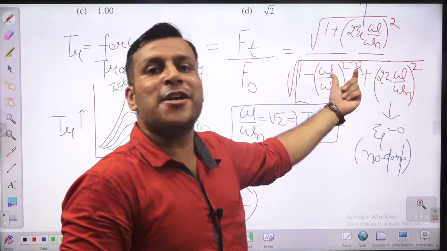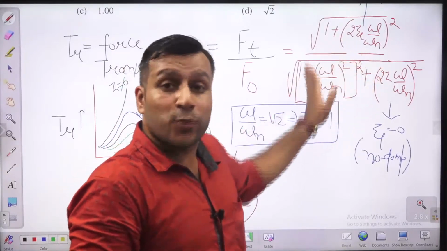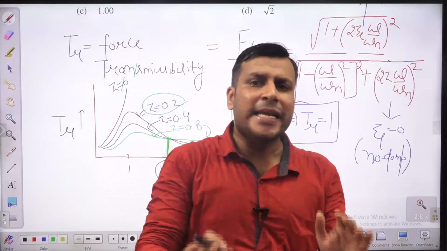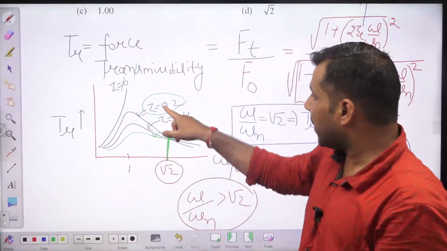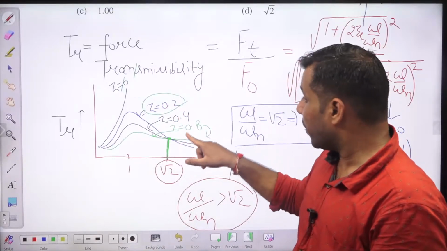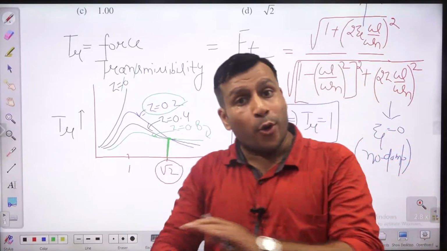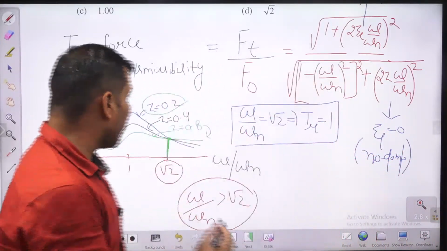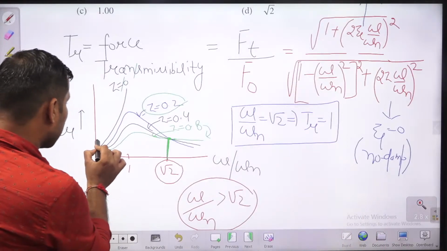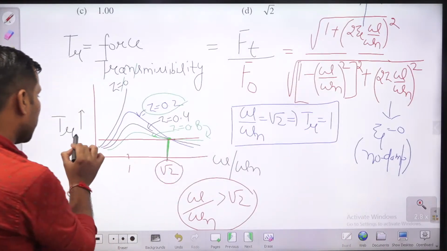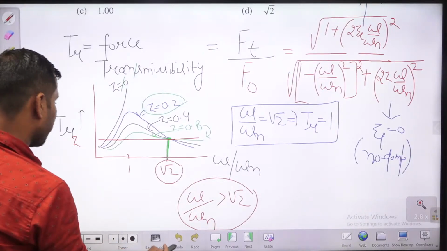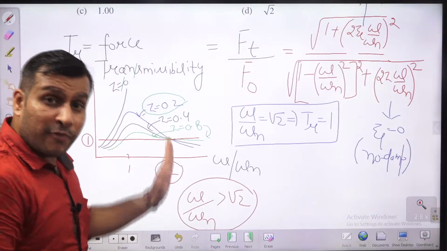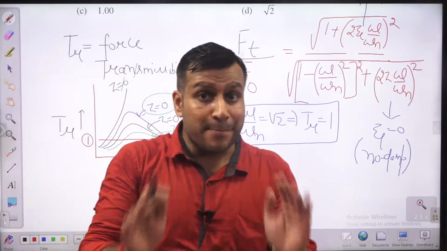This value is under root 2, so this value becomes 1. So 1 plus 1, numerator and denominator both are the same, irrespective of any zeta value, whether you have zeta 0.2, zeta 0.54, or zeta 0.8, all are going to give the transmissibility 1. So let me write it here, this particular line. So this line, children, is representing what? Transmissibility 1. So this is transmissibility 1. Okay, so this is 1 guys. So here the transmissibility becomes 1 irrespective of any damping factor.